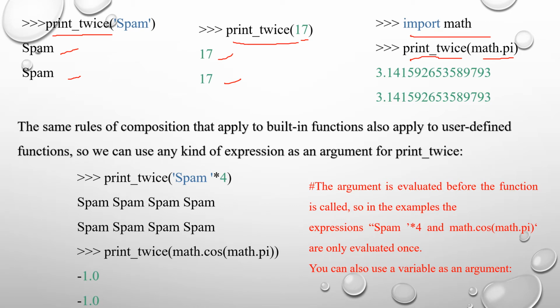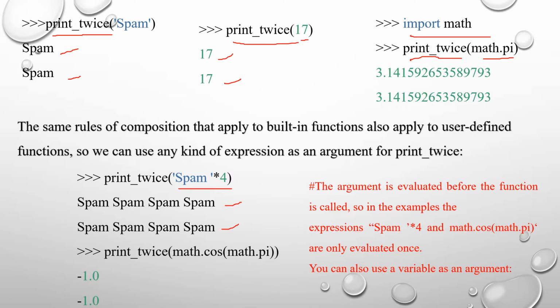The same rules of composition that apply to built-in functions also apply to user-defined functions. So we can use any kind of expression as an argument for print_twice. For example, print_twice of spam times 4. Here spam is going to be printed 4 times, twice. This is the first time, and the number of spams is 4, and this is the second time, and the number of spams is 4.